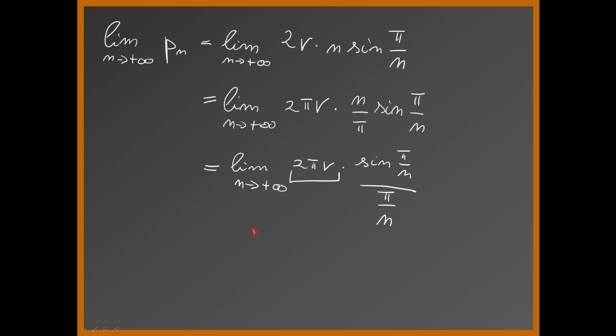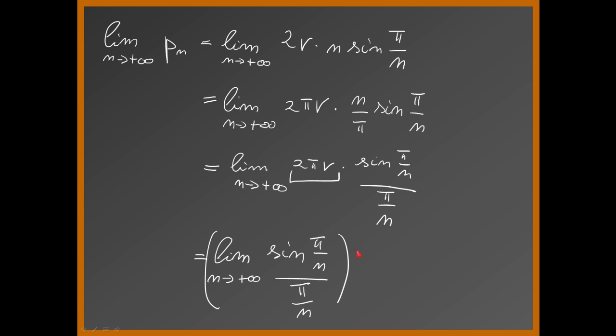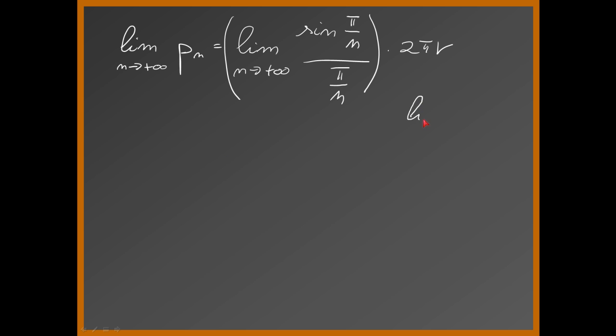This factor is independent of n. Then this is equal to the limit as n approaches plus infinity of sine of pi over n divided by pi over n, and this limit multiplies 2 times pi times r. Note that the limit as n approaches plus infinity of pi over n is equal to 0.